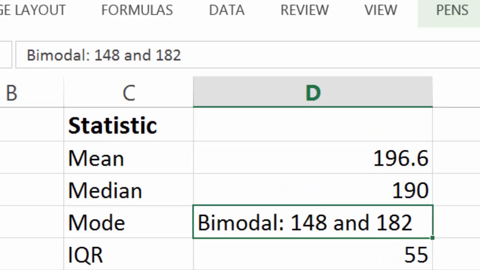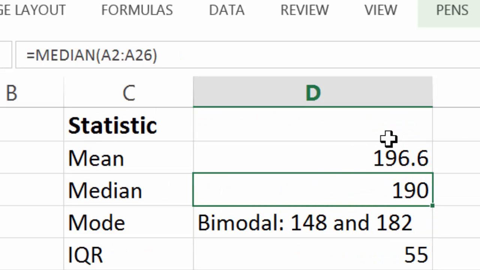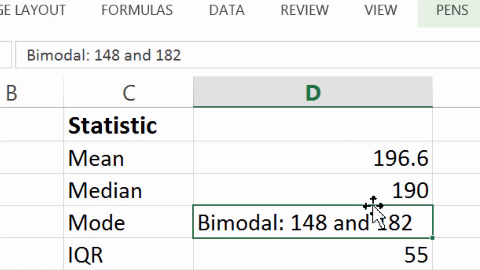And let's scroll up a little bit, and the median is 190. So that's the middle number in the data set. The mode, I don't know of a function that actually tells you the mode in Excel, but it's not usually hard to find the mode. So I just did this manually, and I looked at the numbers, and it turned out that this data set's actually bimodal. 148 and 182 occur twice.